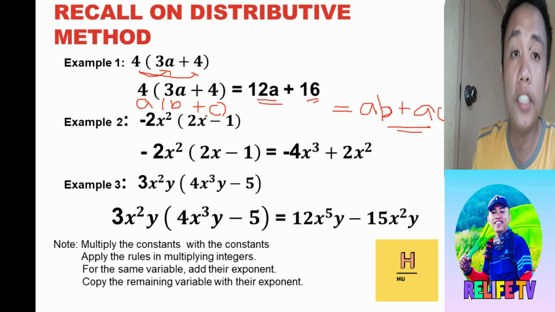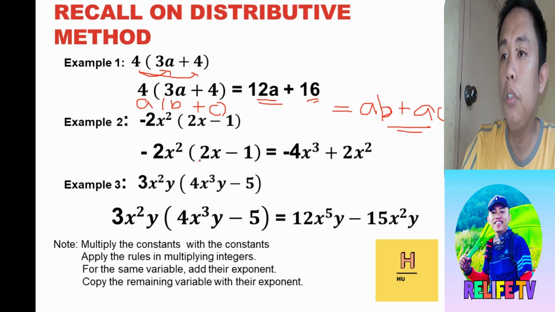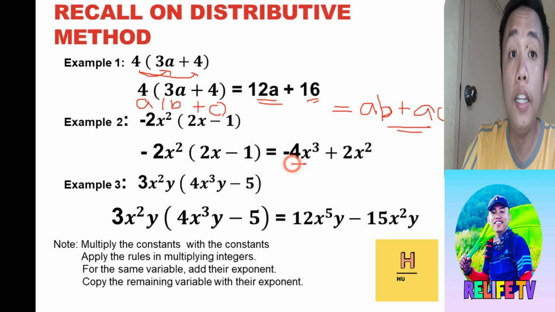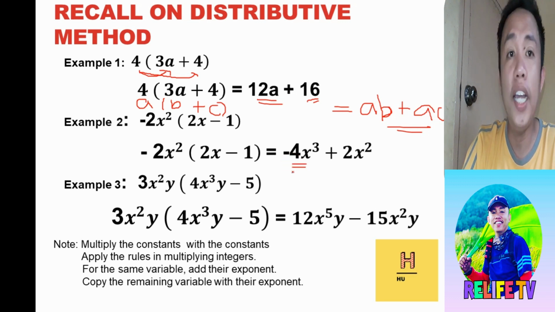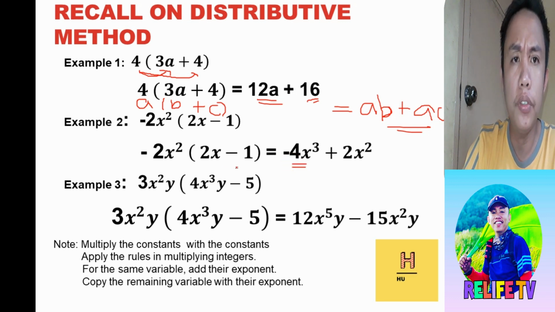Let's apply to the example number 2. So we have negative 2x squared, quantity 2x minus 1. So we have negative 2x here. So negative 2x times 2x, that's negative 4x cubed.